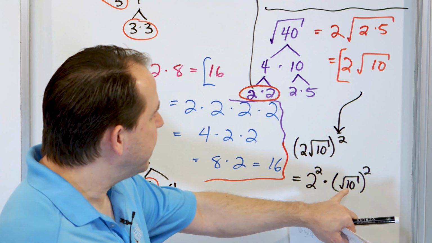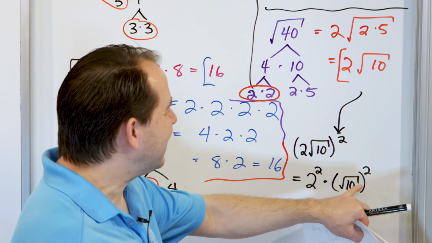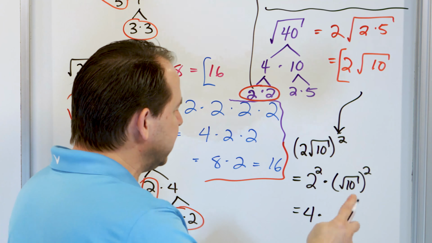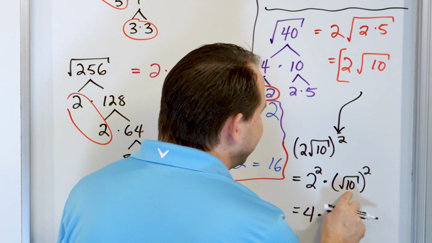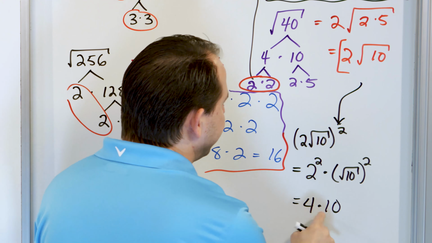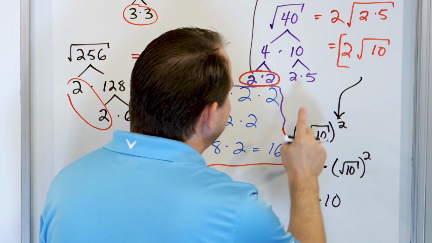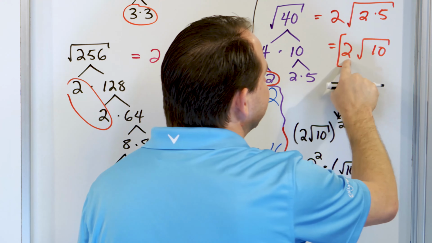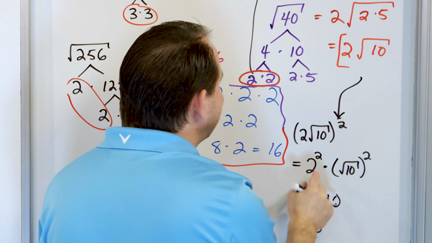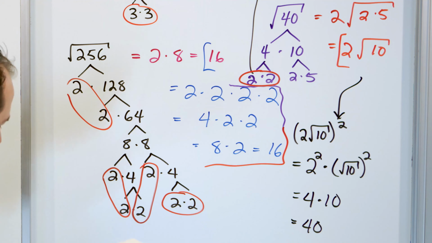So if I have square root of 10, but then I square it, the square root and the square actually cancel and just totally disappear. And all you have left is just the 10 that's underneath it, because you're undoing the square root. What's 4 times 10? That's 40. That's exactly what's underneath here. So the answer really is 2 times the square root of 10, because when I square the answer, I recover exactly what is underneath there to begin with.